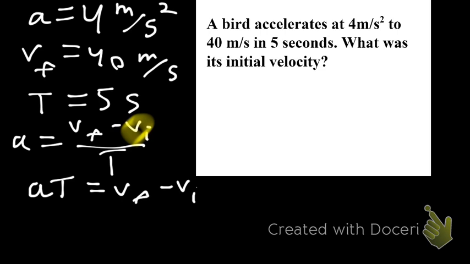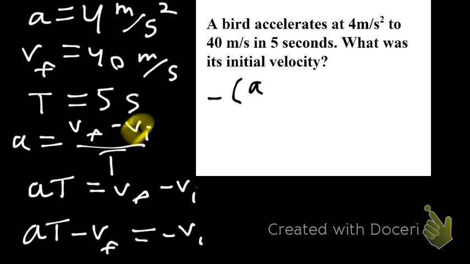We're going to subtract VF from both sides to move that over, so AT minus VF equals negative VI. And then we want to get rid of that negative, so it's going to make everything on the other side negative. So negative, here, let me move some of this. I'm just going to write that final equation right over here. So we will have negative AT minus VF equals VI.